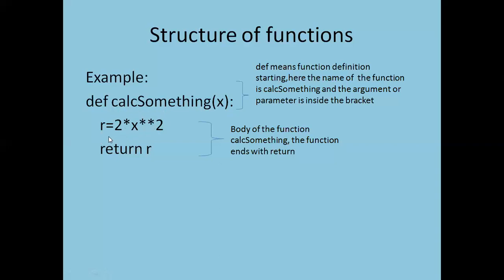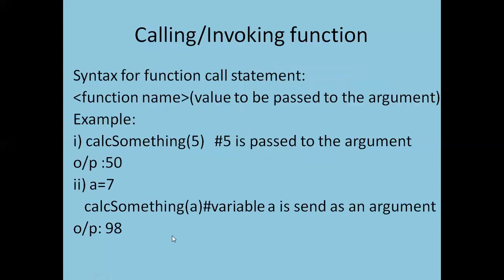So here, according to this line, r is equal to 2 into x to the power 2. So whatever is the x value, you have to take a square of that, and you will multiply it with 2, and that value will be returned. So that will be the operations your function will be performing. Whatever you're writing inside your function is known as the body of your function, and it will always end with a return statement. So this is how your structure works.